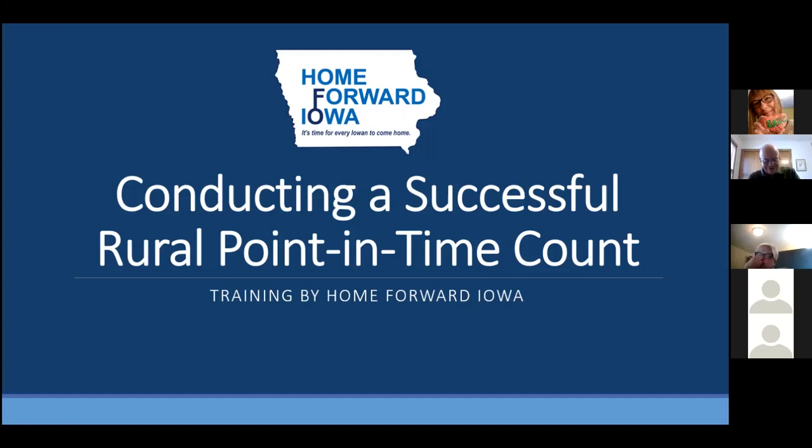Okay, so again, I'm Tim Wilson with Home Forward Iowa, and we're going to talk about conducting a successful rural point in time count. The focus is going to be on the unsheltered count because, as it turns out, we'll talk about the differences and go over some definitions. But because we're talking about rural areas that don't have shelters, pretty much everybody who's homeless at that moment is unsheltered.